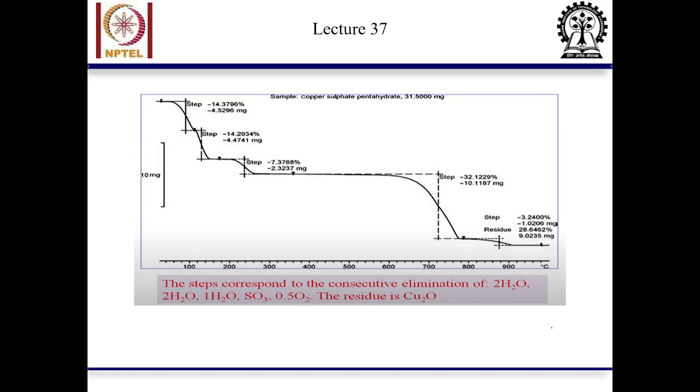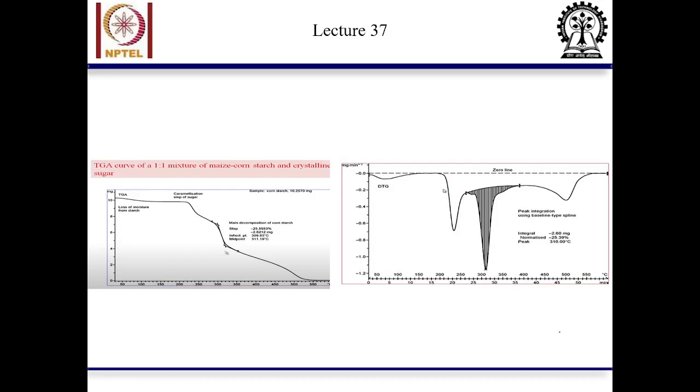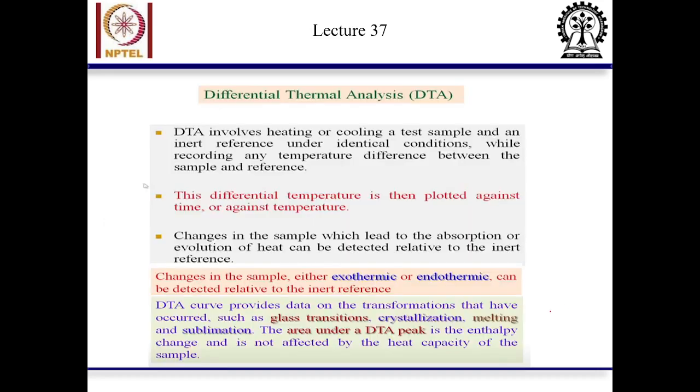So this is the copper sulfate pentahydrate decomposition, which I have already told. This is the sucrose decomposition, which I have already discussed. This is the question. It is the same: if we get the DTA, how are we going to get the heat and all. So this is the DTA thermal analysis. What is exothermic and endothermic, I have explained while discussing the assignment.